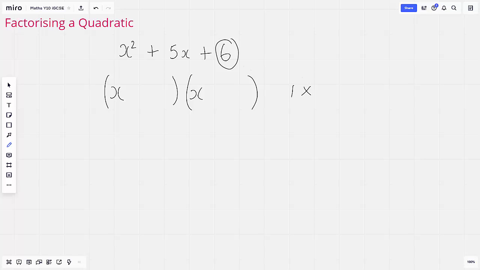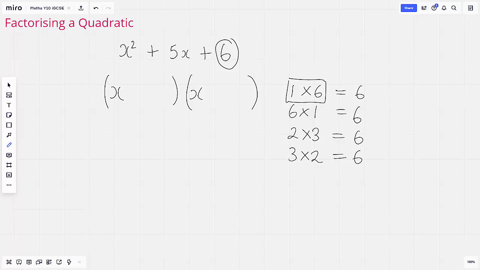Well, 1 times 6 will give me 6. Obviously 6 times 1 will give me 6. But 2 times 3 will also give me 6. And 3 times 2 will give me 6. So these are my obvious candidates. Now I need to be able to use the pairs, that's the 1 and the 6, and the 2 and the 3, to see if I can come up with a combination in adding or subtracting to give me the 5 in the middle here, 5x.